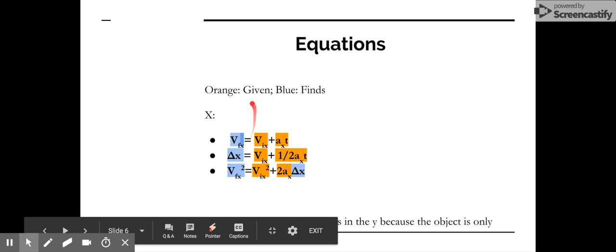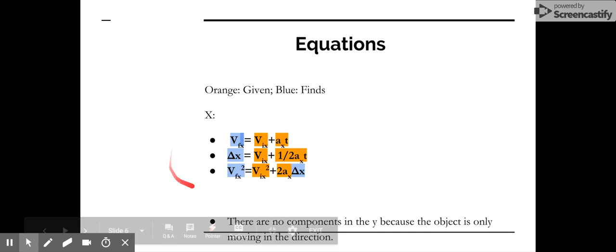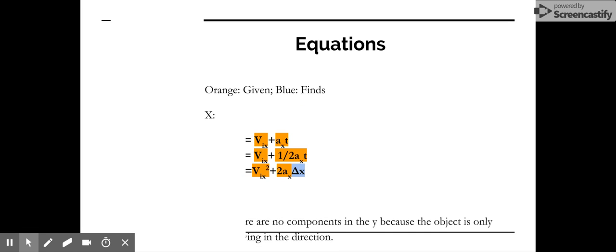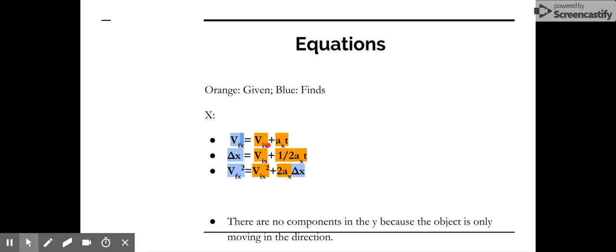And so here are the equations, and these are the three equations that you need to know in order to solve any of these problems. It does get a little bit more complex towards the angled launch problems. However, with this simple problem, we need to focus on these. So I have color-coded the givens and finds of the equation. The orange is the givens and the blue is the finds.